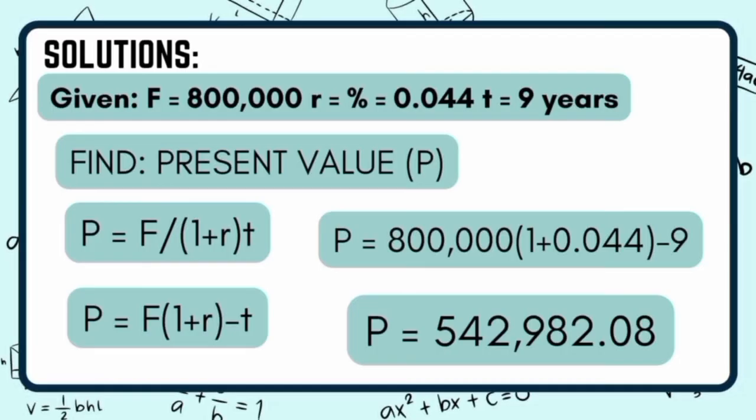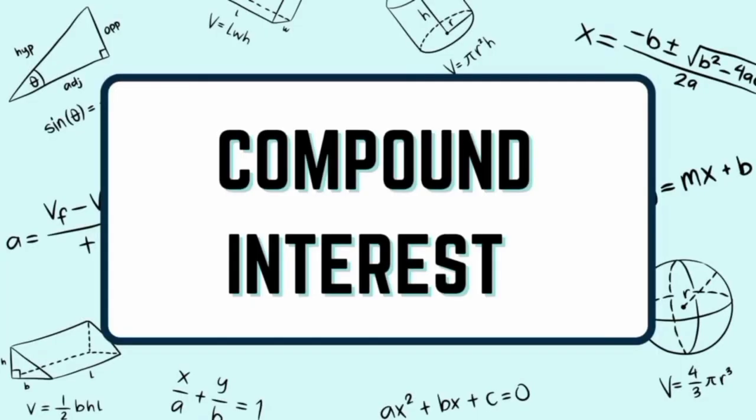And there are two formulas, and we use this one: P equals F over open parenthesis 1 plus R close parenthesis raised to T. And we substitute the given in the formula. So P equals 800,000 over open parenthesis 1 plus 0.044 close parenthesis raised to T. We add 1 plus 0.044 so we get 1.044, and we raise 1.044 to 9 and divide 800,000 by the result, so we get a present value of 542,982.08. And next we go to compound interest.